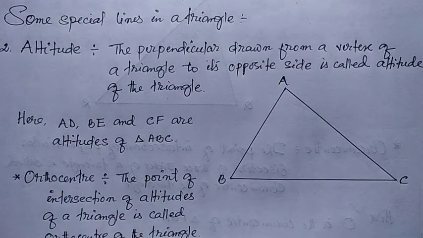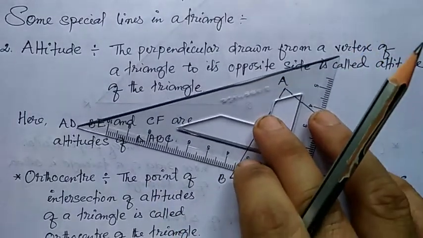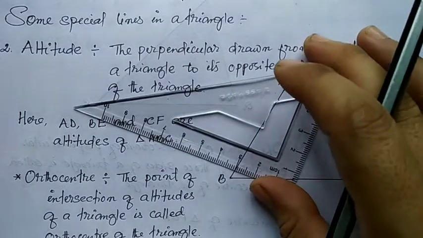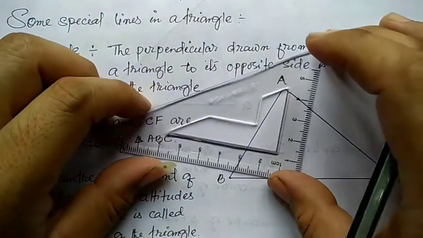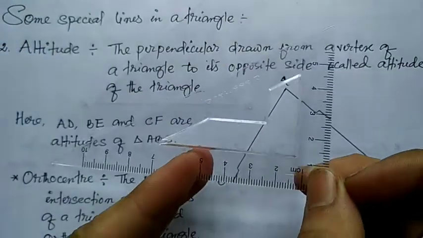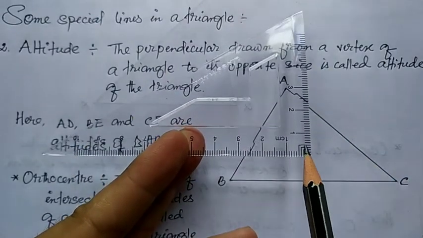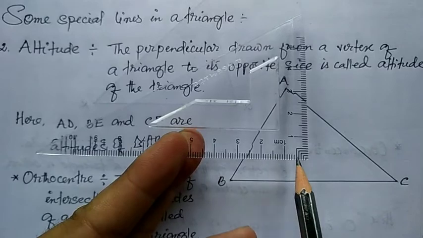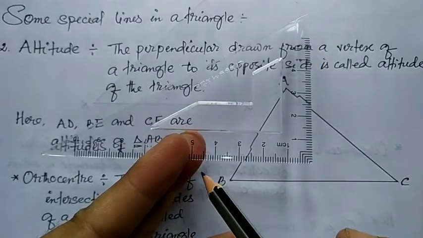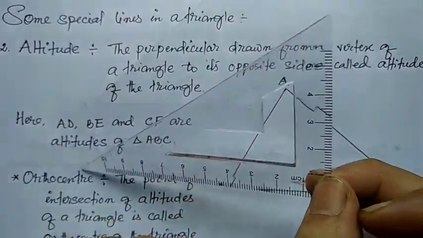If you don't know how to draw a perpendicular, you can use this instrument. This instrument is called a set square. You actually have two set squares, but you can use any one of them. And how can you use this? I'll show you here. This set square has three corners, first corner, second and third, and one of the corners is 90 degrees. See this corner, this edge and this edge make 90 degrees. That means this edge and this edge are perpendicular. So you can draw a perpendicular using this set square.